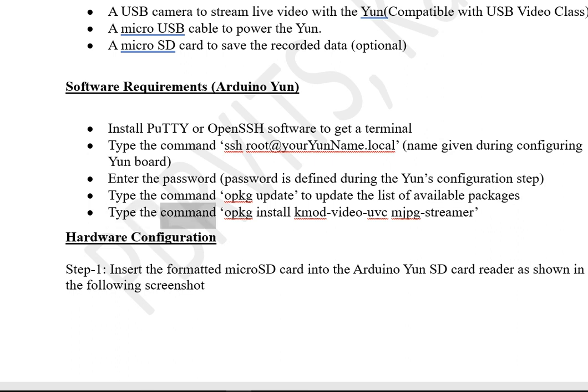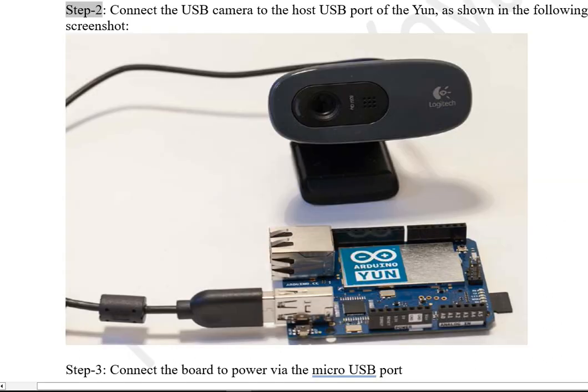Type the command to install mod video of MJPG Streamer. Hardware configuration. Step 1: Insert the formatted microSD card into the Arduino Uno SD card reader as shown in the following screenshot. Step 2: Connect the USB camera to the host USB port of the Uno, as shown in the following screenshot. Step 3: Connect the board to power via the micro USB port.